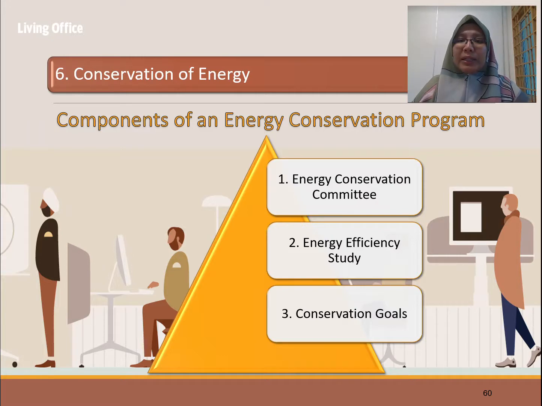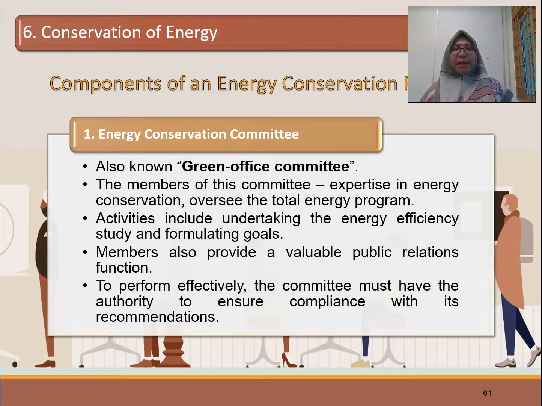The energy conservation program actually has three components. The first one is the energy conservation committee. The second one is the energy efficiency study. The third one is the conservation goal. Okay, the first part, the energy conservation committee. This is also known as a green office committee. The members of this committee are experts in energy conservation and oversee the total energy program.